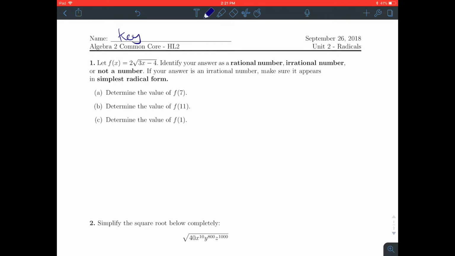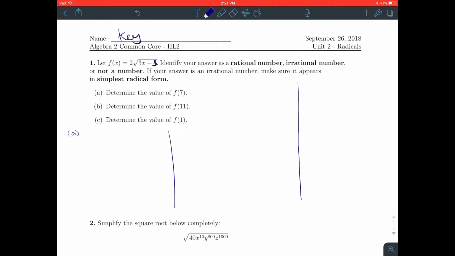For problem number 1, I made a correction on your page. Let f of x equal 2 square root of 3x minus 5. Identify your answer as a rational number, irrational number, or not a number. If your answer is an irrational number, make sure it appears in simplest radical form. Just like we did in the do now, I think the best approach to solving this problem is to subdivide the allotted space into 3 regions.